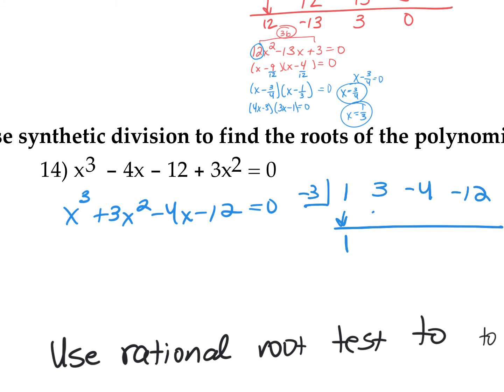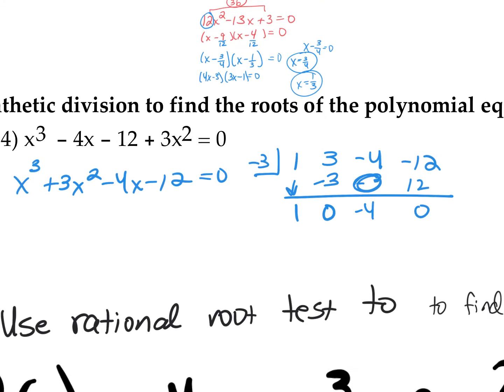1 times -3 is -3. 3 minus 3 is what? 0. Okay, so 0 times -3 is 0. -4 plus 0 is -4, and then -4 times -3 is 12. So that works out. Now, how do I write this?